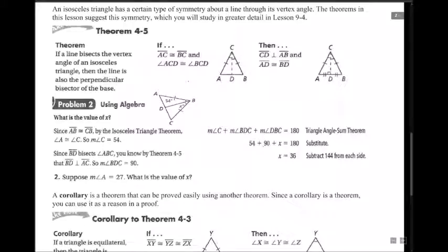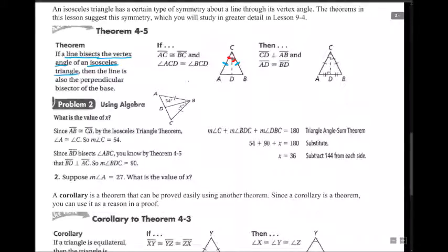This says if a line bisects the vertex angle of an isosceles triangle. So we know that we have an isosceles triangle, so those two sides are congruent. And this line is an angle bisector, so these two angles are congruent. Now we've seen this before. We just used it to prove our theorem.